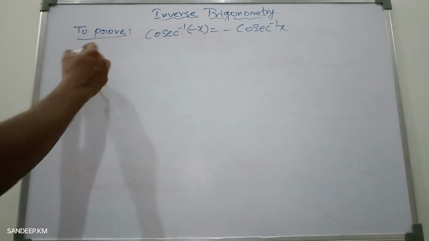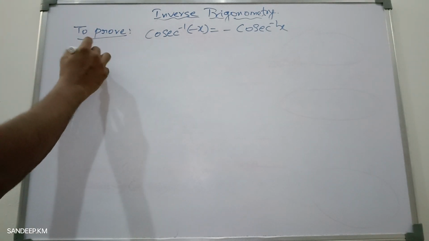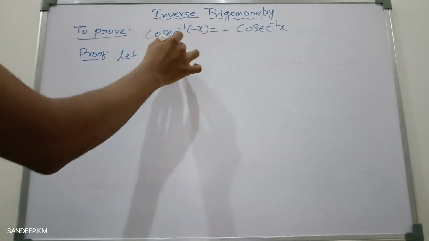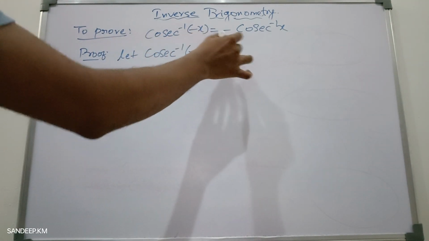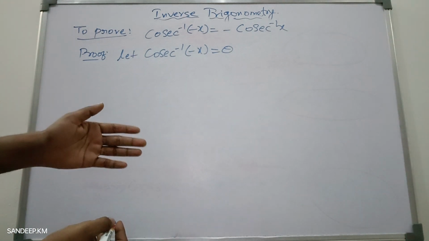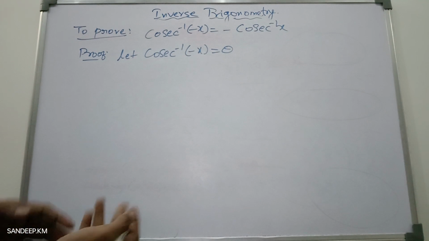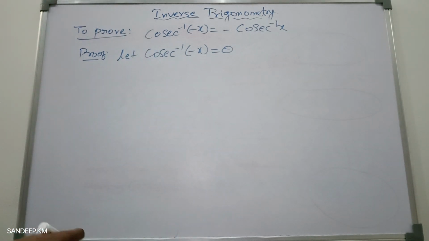For this proof, let cosec inverse of minus x is equal to theta. You might be thinking, in the previous theorem 3 when I listed the formula, what is theta? Theta means the given question itself. Okay? So let cosec inverse of minus x is equal to theta.